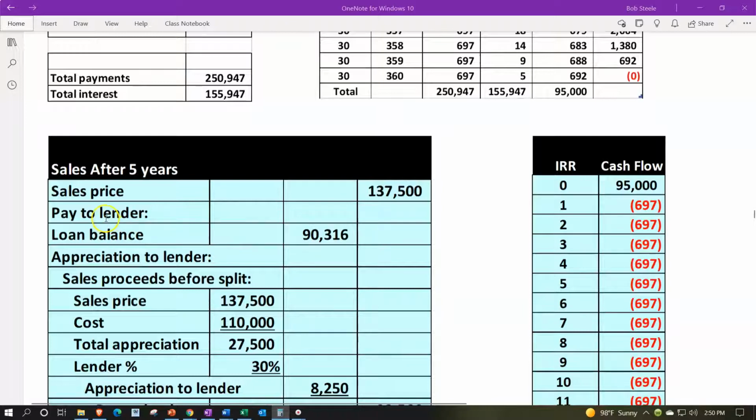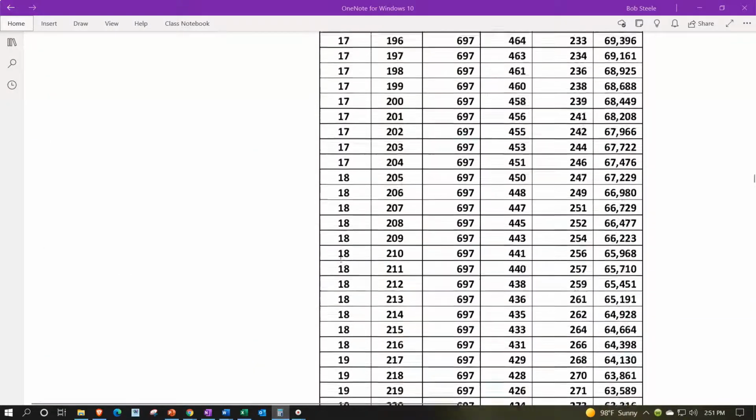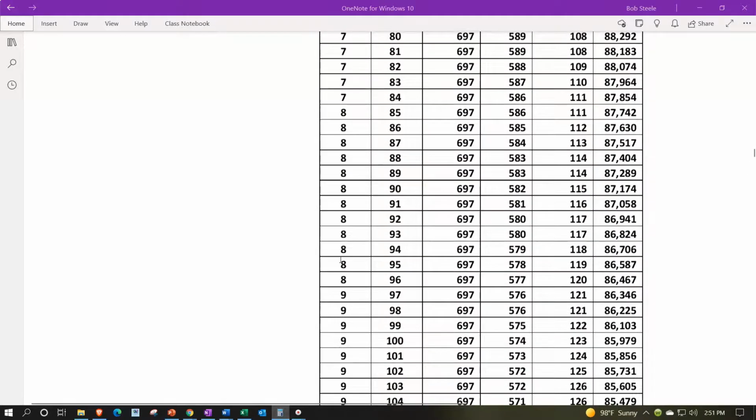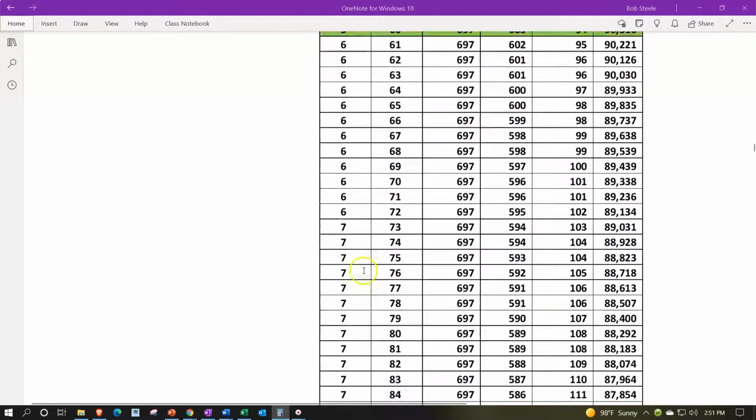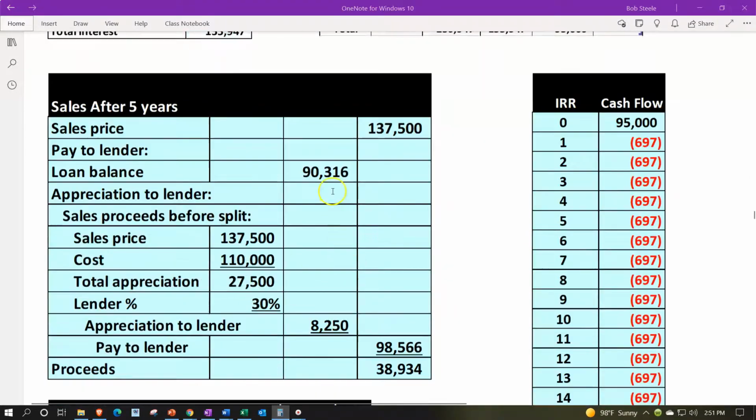Then we'd say, how much are we going to have to pay to the lender in order to consider how much we're going to keep in terms of proceeds? So we're going to say the loan balance was $90,316, which again, we could calculate, or more likely, I would get it from the amortization table here, which would mean after 5 years, we got the $90,316, which we still owe the lender. So if we sell it at that point in time, just like normal, nothing new, we would have to pay them that $90,316. However, the new thing is that we would also have to give them a portion of the appreciation in the property. So for that, we're going to say, how much did it appreciate by?